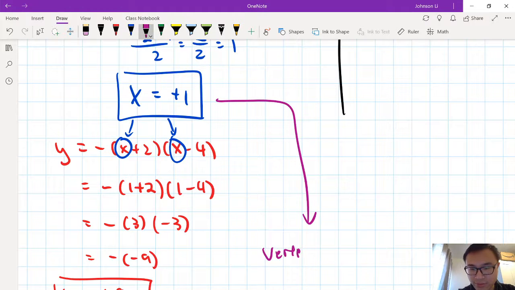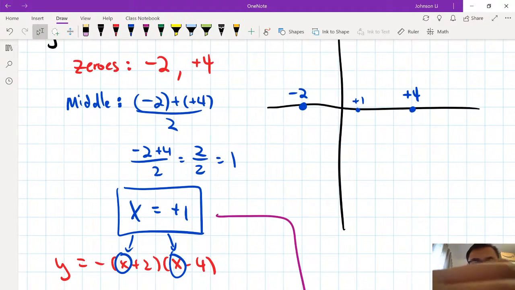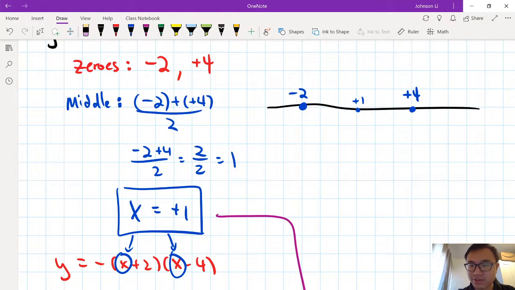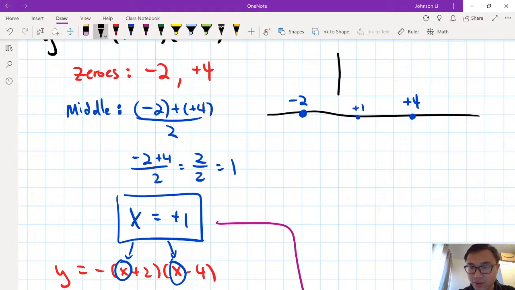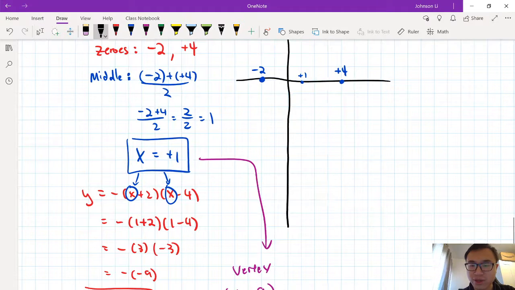Our vertex is going to have an x coordinate of 1 and a y coordinate of 9. I don't think my graph actually goes that far down. Let me extend this graph down a little bit more. That's not a very neat graph. 1, 2, 3. So according to this, our vertex will be at 1, 9. 1 is right here. Let's move 9 squares down. I think this will be it. So this is our vertex.